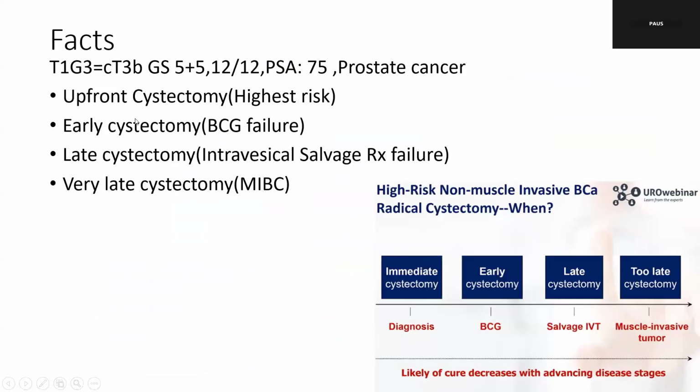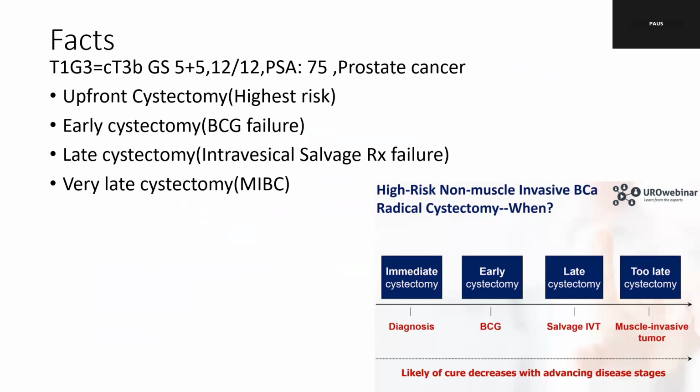Now, this is an important fact. I went to a bladder cancer symposium in 2017 in Italy. There, one professor said, T1 G3 bladder cancer is like T3B, Gleason score 5+5, 12 out of 12 cores positive, PSA 75 prostate cancer. So it's a very high risk bladder cancer. It's going to progress in the near future.